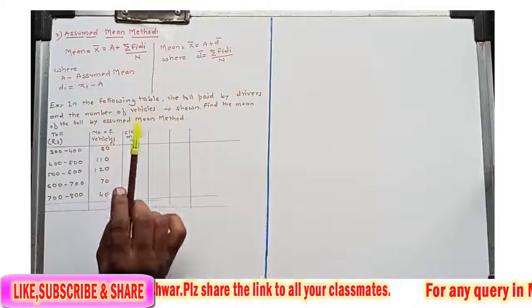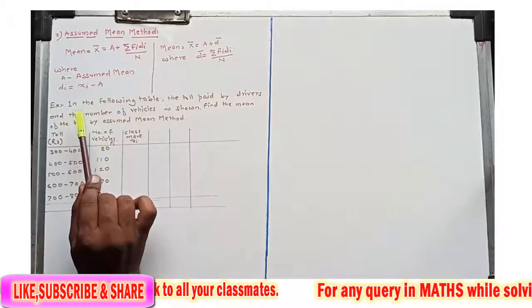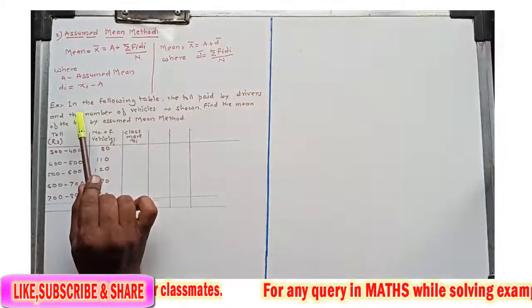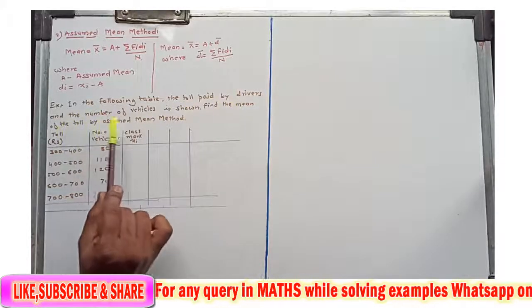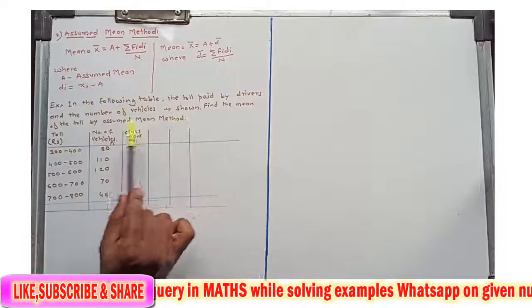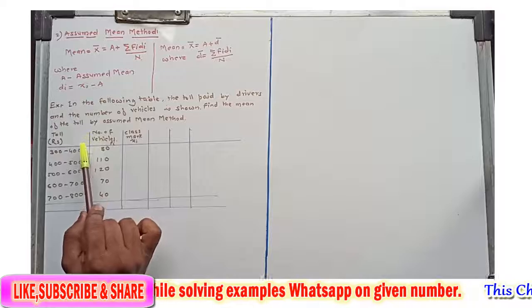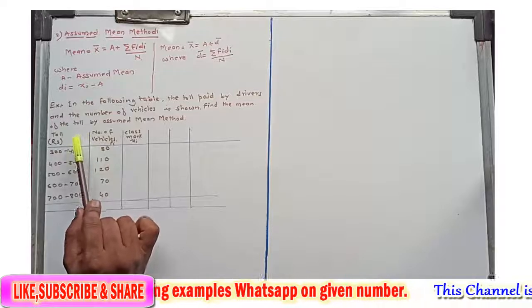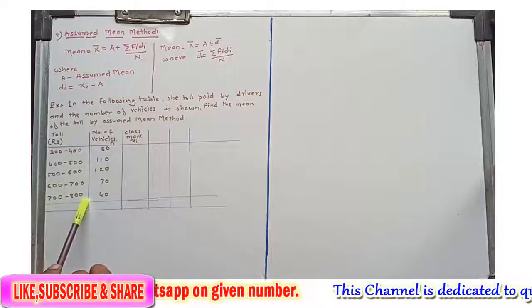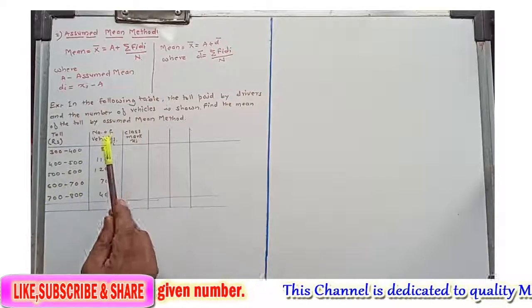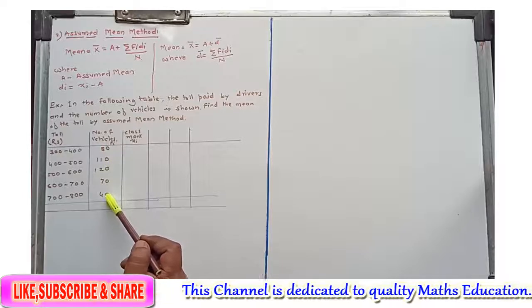To understand this method we consider the example from practice set 6.1: in the following table the toll paid by drivers and the number of vehicles is shown. Find the mean of the toll by assumed mean method. The toll is given in rupees: 300 to 400, 400 to 500, 500 to 600, 600 to 700, and 700 to 800, and the number of vehicles given are 80, 110, 120, 70, and 40.